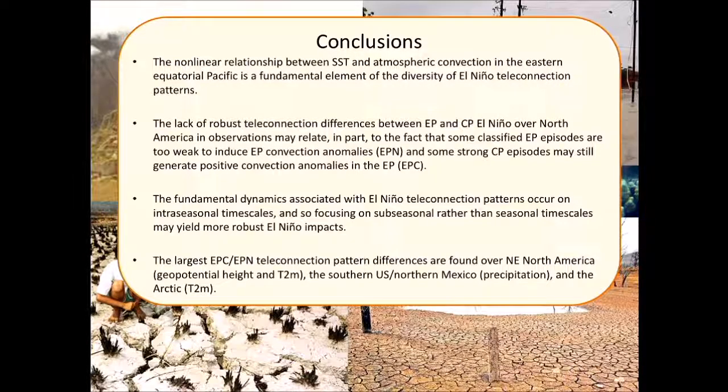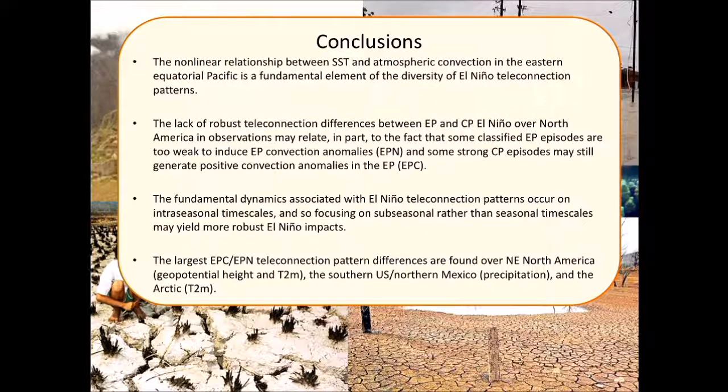Okay, so these are my conclusions. Basically, the nonlinear relationship between SST and atmospheric convection in the eastern equatorial Pacific is a fundamental element for the diversity of El Nino teleconnection patterns. The lack of robust teleconnection differences between the eastern Pacific and central Pacific El Nino over North America in observations may relate, in part, to the fact that some classified EP episodes are too weak to induce eastern Pacific convection anomalies, and some strong central Pacific episodes may still generate positive convection anomalies in the eastern Pacific.